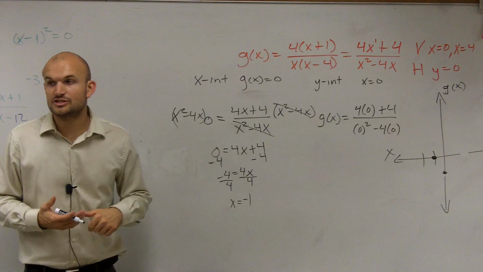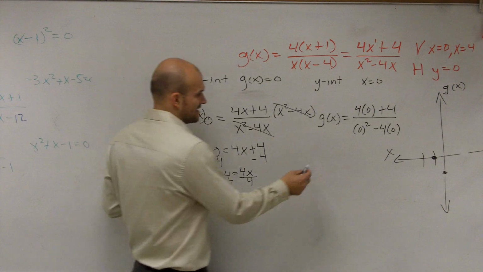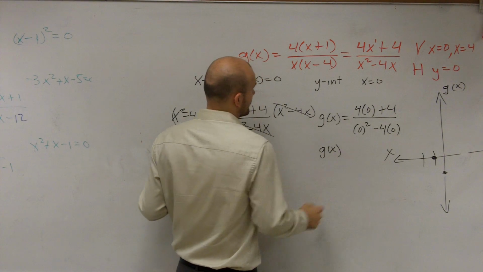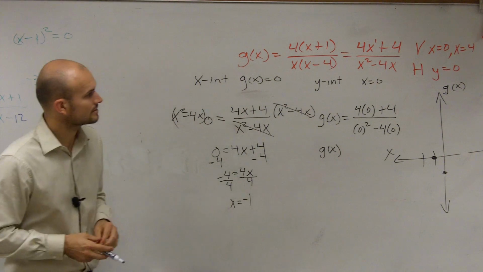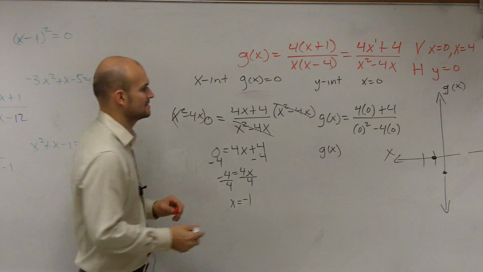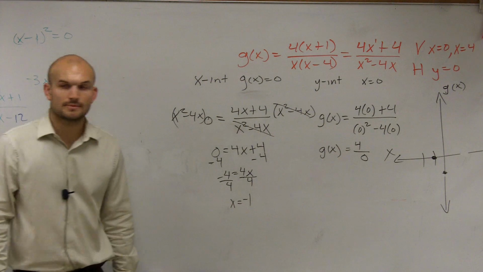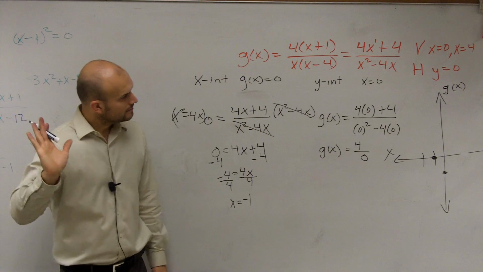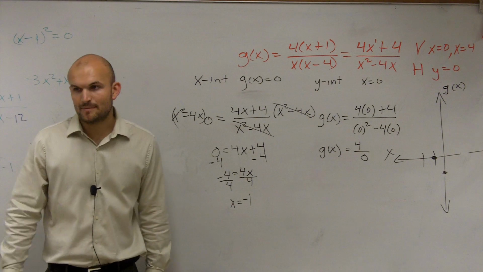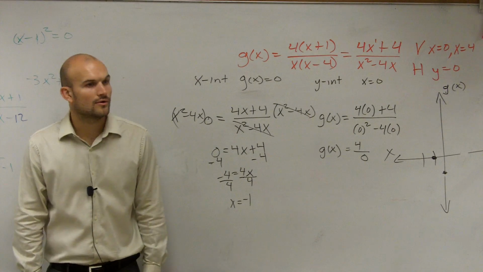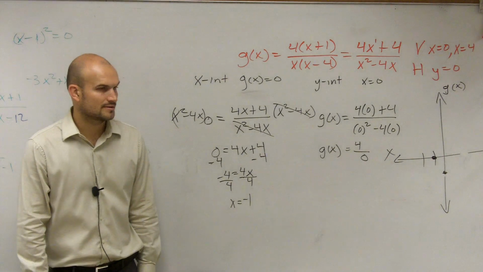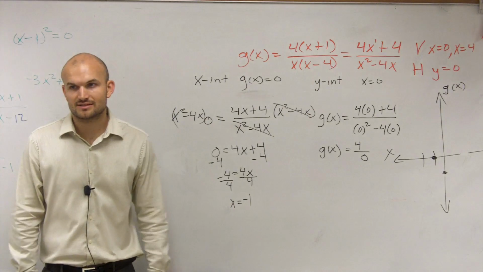Now let's see if we can find the g of x. So the g of x, when I solve for this, I get 4 divided by 0. Careful. Remember, can we divide by 0? No. We can't divide by 0. So do we have a value for g of x?